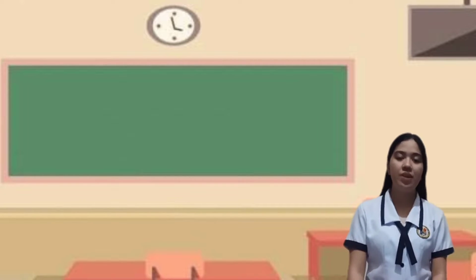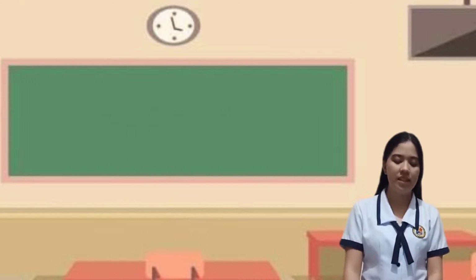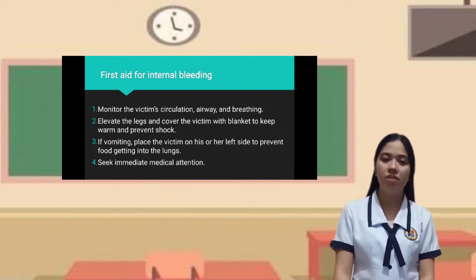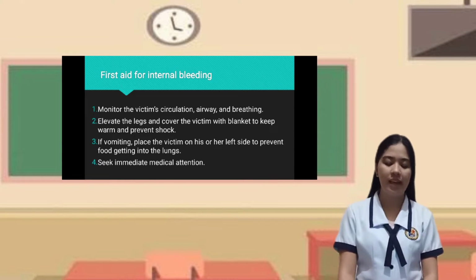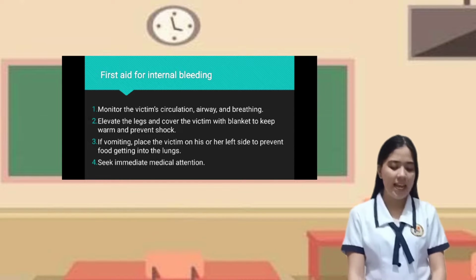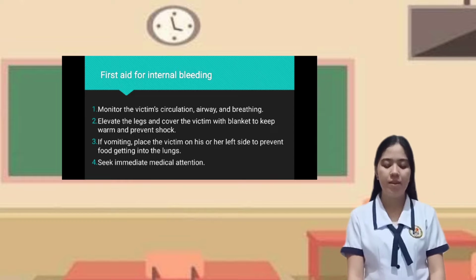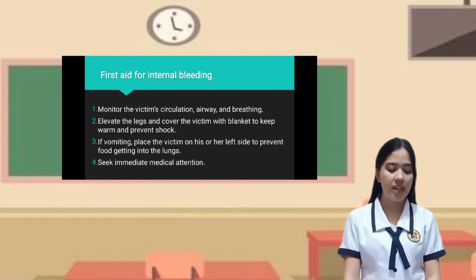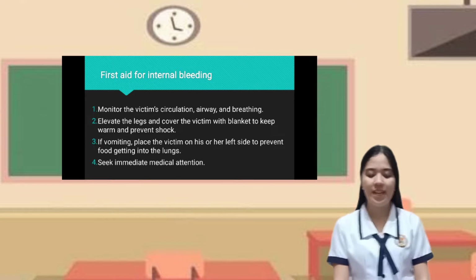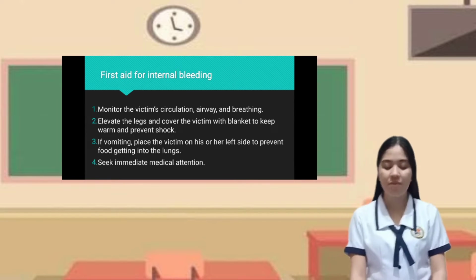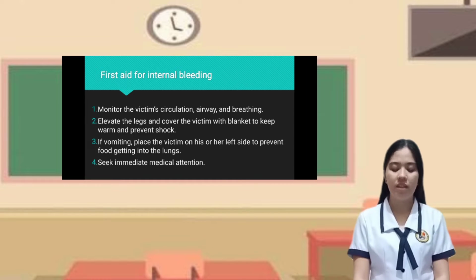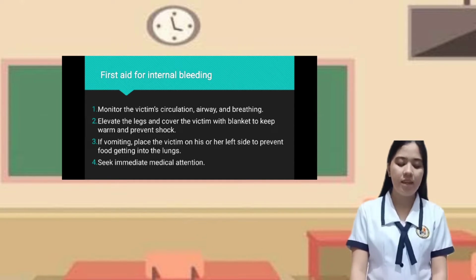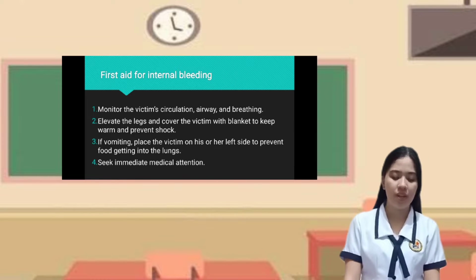So, this is the first aid for internal bleeding. Number 1, monitor the victim's circulation, airway, and breathing. Number 2, elevate the legs and cover the victim with blanket to keep warm and prevent shock. 3, if vomiting, place the victim on his or her left side to prevent food getting into the lungs. And number 4, seek immediate medical attention.